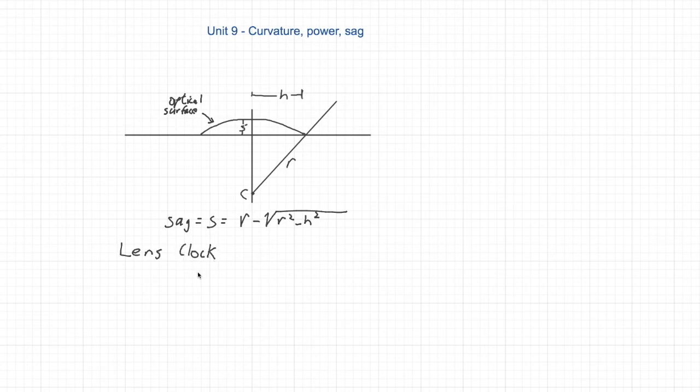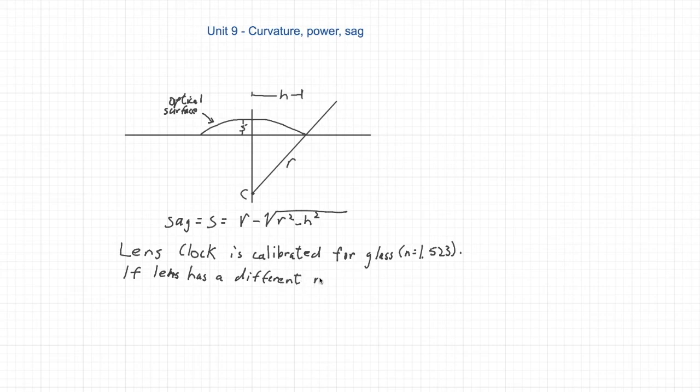There is a device called a lens clock. You cannot tell time with it. It is a mechanical device that measures the sag of a curved optical surface and converts it to the power of that surface, because radius is part of the equation and radius is related to power. It is possible to change sag into power. Now, the lens clock is calibrated for glass with an index of 1.523. If you use the lens clock on a surface made of a material with another index, let's say index n, the formula to convert is the true power equals n minus 1 divided by 0.523 times the power that you measured with the lens clock.